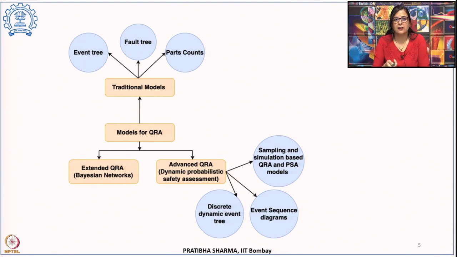So, these are the different traditional models like event tree analysis, fault tree analysis or parts count, or it could be an extended QRA wherein we can use Bayesian networks, or advanced QRA models wherein dynamic probabilistic safety assessment tools are used. These could be discrete dynamic event tree, event sequence diagrams, sampling and simulation based QRA, and PSA probabilistic safety assessment models.